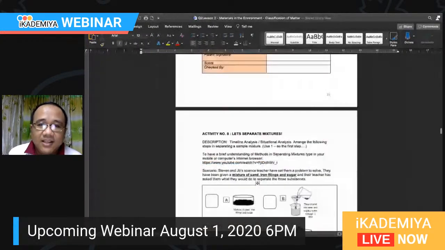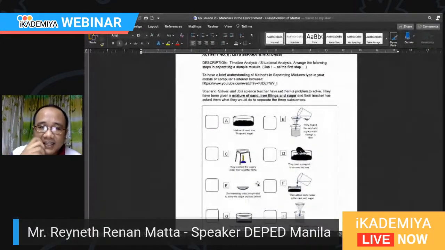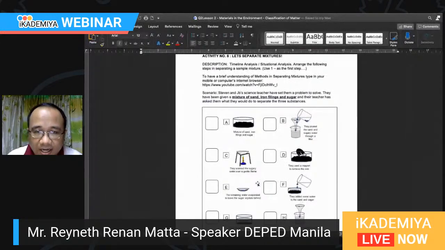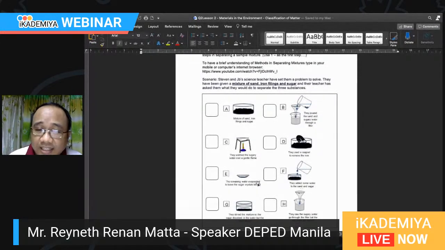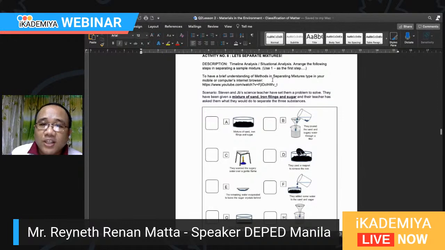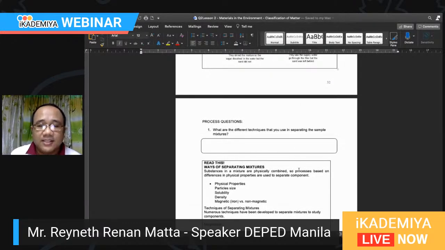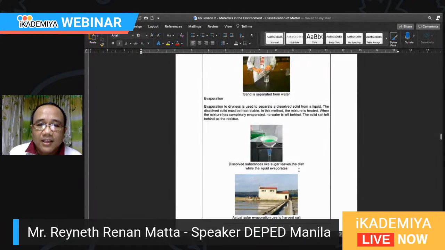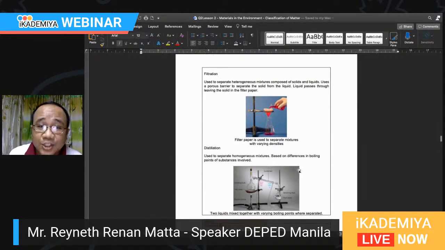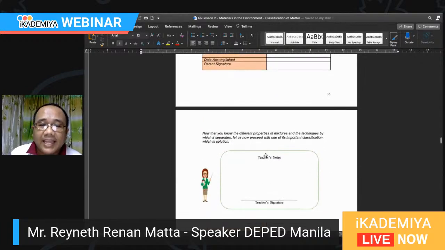It's bulleted. I love this one because in this part, the writer creates a timeline wherein the writer wants the students to arrange how a mixture is being separated using these different types of pictures. I love this because the teacher also gives alternative ways. Like for example, they can watch on YouTube how this is being done. And of course, the process questions. Look at the content. It is shorter and accompanied by pictures.